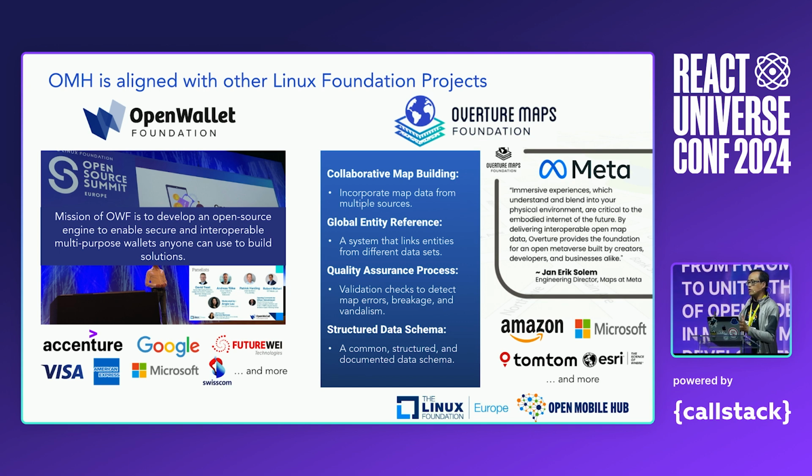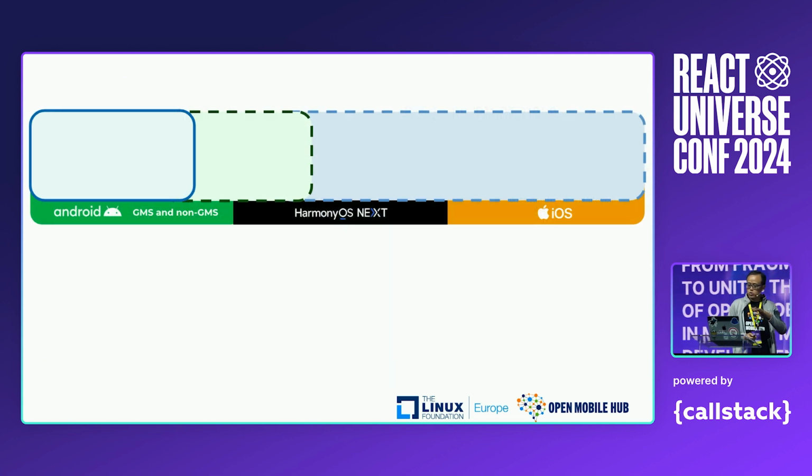They're actually coming up with high-quality map data that anybody can use. So it's founded by Meta and all these big companies: Amazon, Microsoft, TomTom. We have a lot of discussion with that group as well, and we're also looking at how to support that as one of the map options and features within OMH. So these are all the alignments and benefits they're working with.